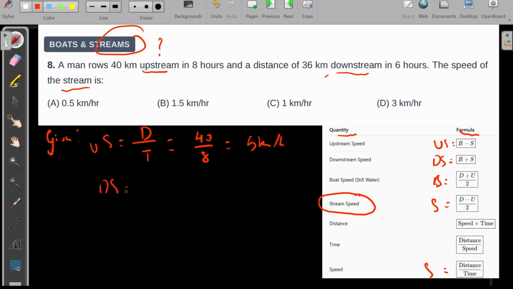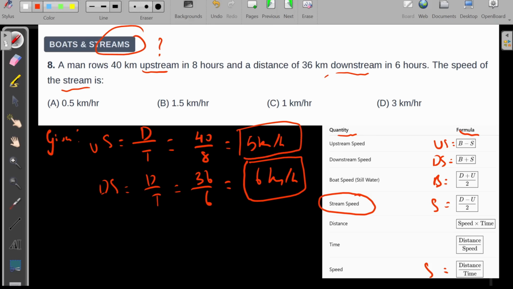What about downstream? Distance over time. That is 36 km in like 6 hours. That will give me 6 km per hour. So the man rows downstream faster than upstream because he is not fighting against the current. So it's 6 kilometer per hour downstream, and upstream it's 5 kilometer per hour.